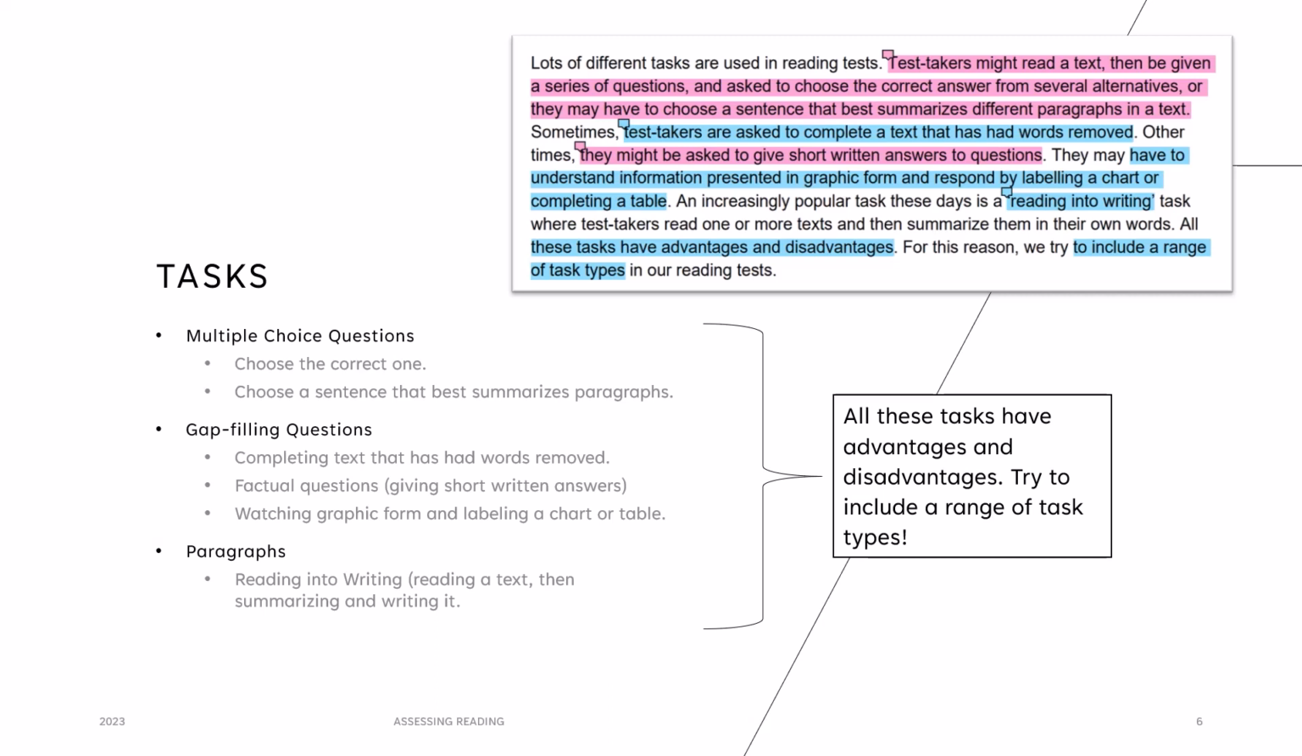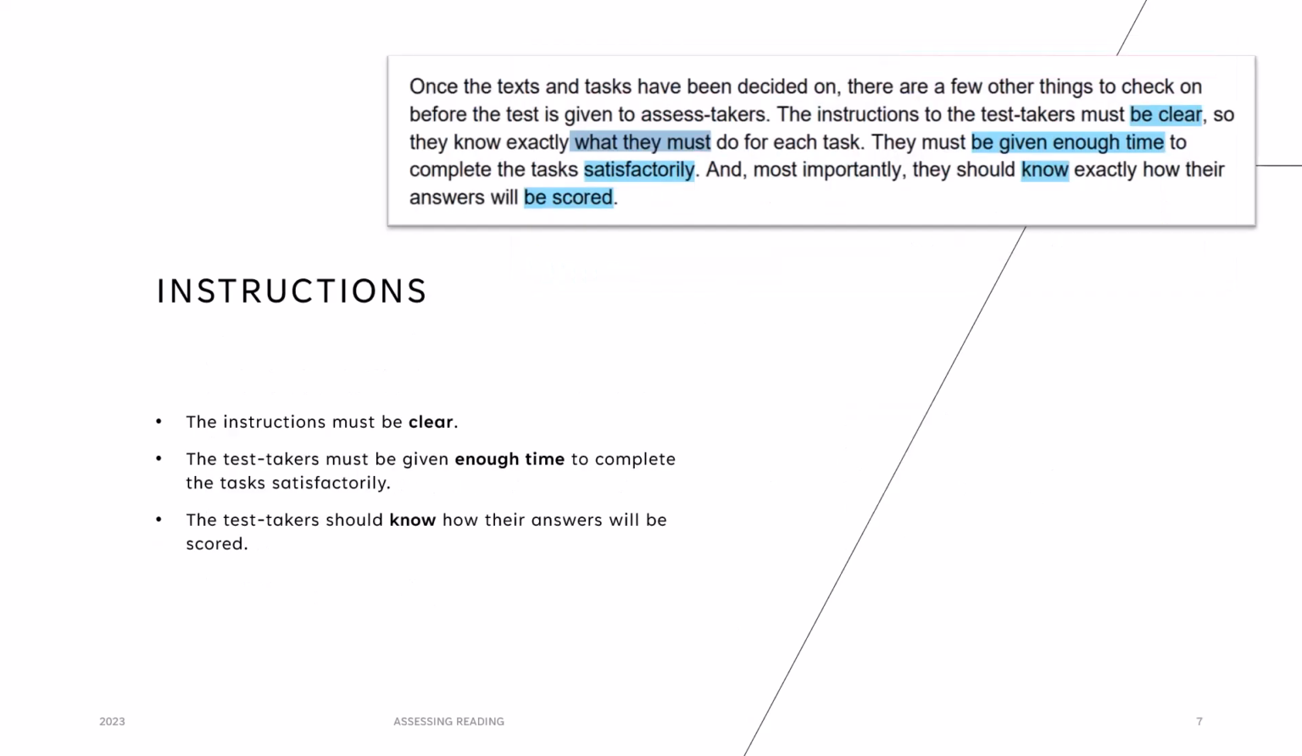All these tasks have advantages and disadvantages. For this reason, we try to include a range of task types in our reading tests. Once the texts and tasks have been decided on, there are a few other things to check on before the test is given to test takers.